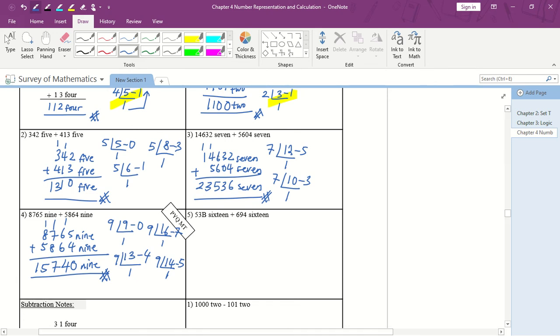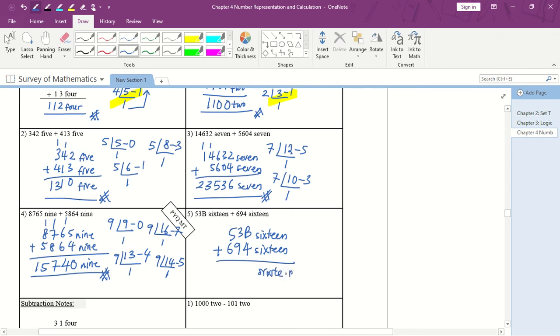And let's look at base 16. Here we have 53B base 16, and we add it with 694 base 16. Okay, so you need to know that base 16 involves alphabet letters. We know there's 0 to 9 and A, B, C, D, E, F, where A represents 10, and then 11, 12, 13, 14, and 15.